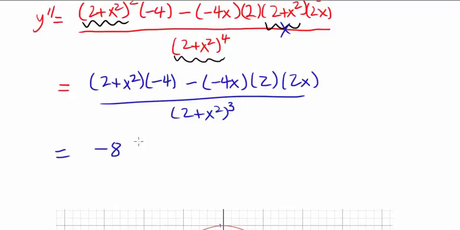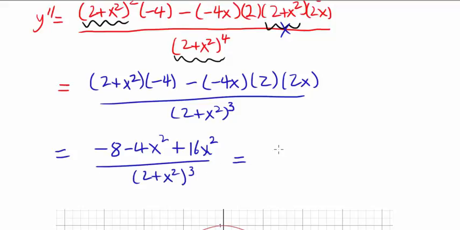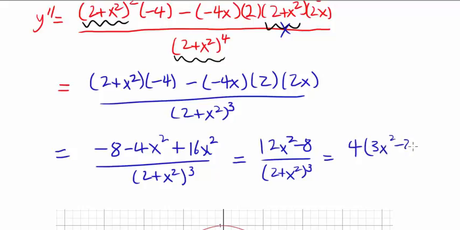Simplifying this, you have negative 8 minus 4x squared, this is long, plus 4x times 2 times 2x, that was 16x squared, divided by 2 plus x squared cubed. That's going to finally get us to 12x squared minus 8 over 2 plus x squared cubed, also known as 4 times 3x squared minus 2 over 2 plus x squared cubed. Okay, that took a while, but we have found y double prime.